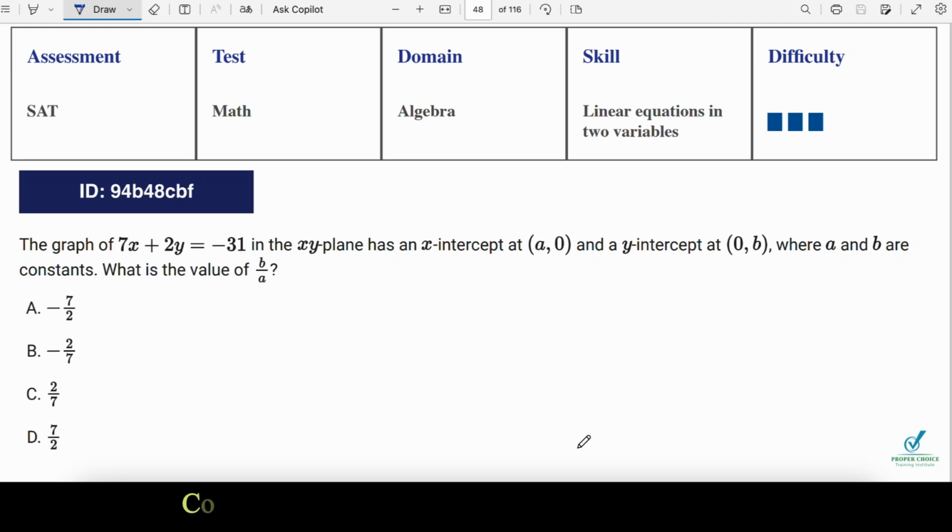Welcome back once again. Now let's continue with the part where we left off in the last lesson. So we are solving questions on linear equations in two variables, as you can see, and the difficulty level of the question here is high.